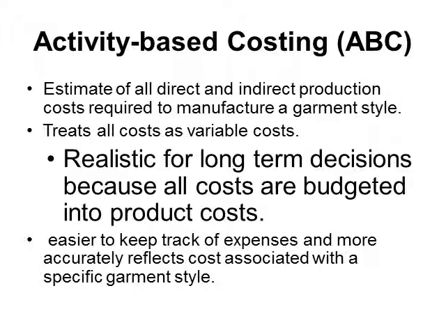Activity-based costing, ABC, is the estimate of all direct and indirect production costs required to manufacture a garment style. So from this method, they will treat all costs as variable costs. And this is realistic for long-term decisions because all the costs are budgeted into product cost. And it's much easier to keep track of expenses. And it more accurately reflects costs associated with a specific garment style.